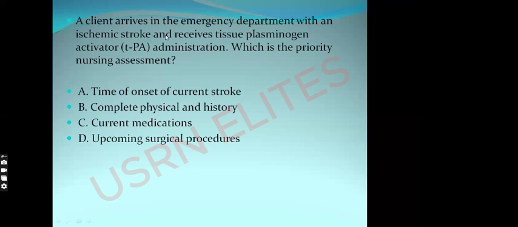But here, the type of stroke has been mentioned. So why take a CT scan again? They are saying that the client arrives at the emergency department with an ischemic stroke and receives. So how were they able to diagnose the ischemic stroke? So this is a past one. I'm thinking that one is a past one. If it's a past one, they will tell you the patient has a previous history.